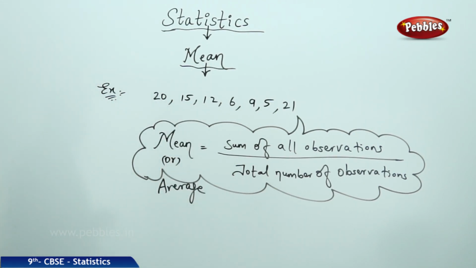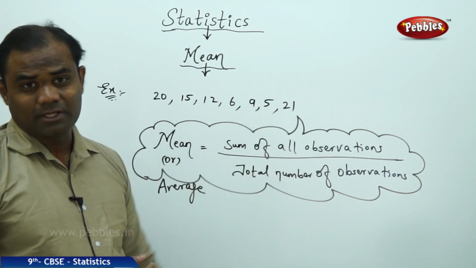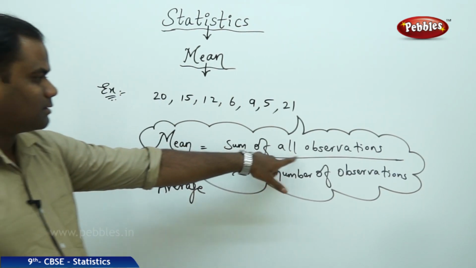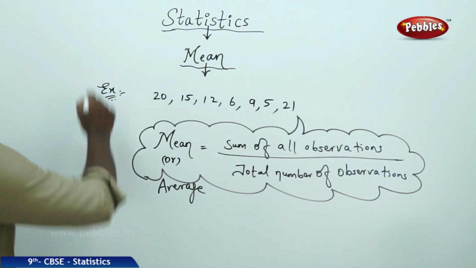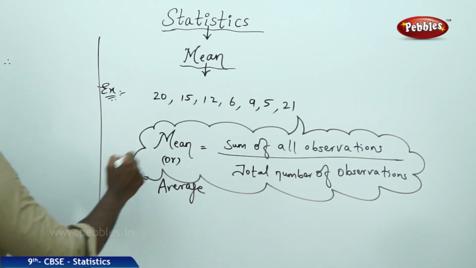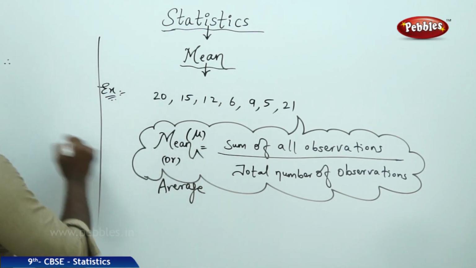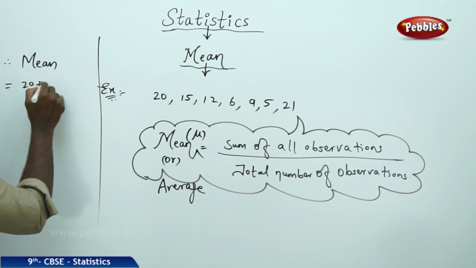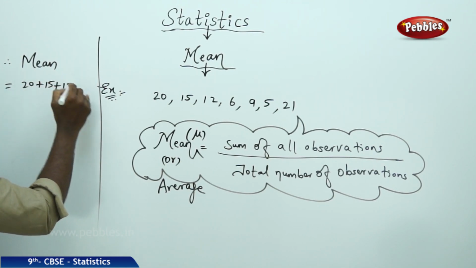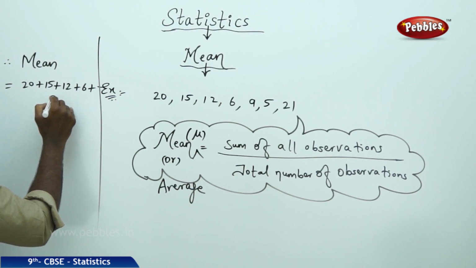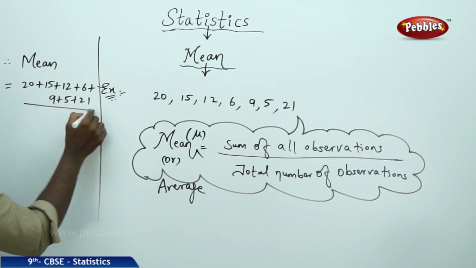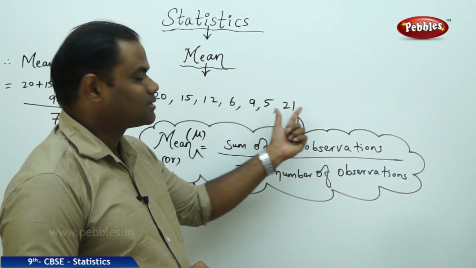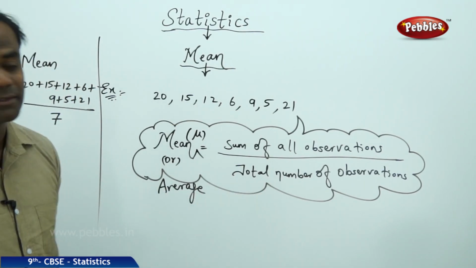So let's see what is the mean or average for the runs scored in the first 7 overs of the cricket match. Using the formula for mean or average, I have my mean, which is generally denoted by mu. Therefore, mean is sum of all observations, 20 plus 15 plus 12 plus 6, 9, 5, 21, by number of observations, which is 1, 2, 3, 4, 5, 6, 7. So the total number of observations is 7.